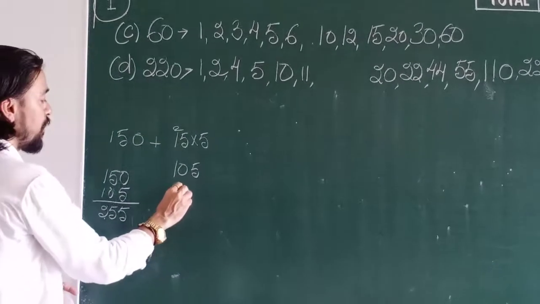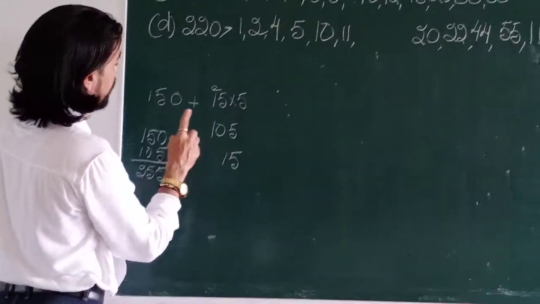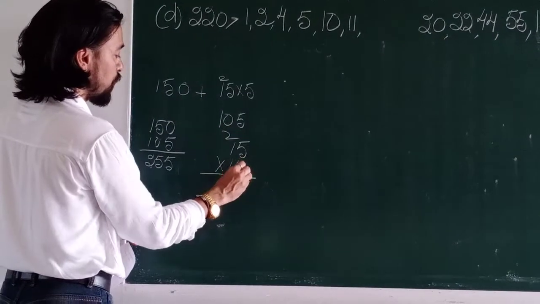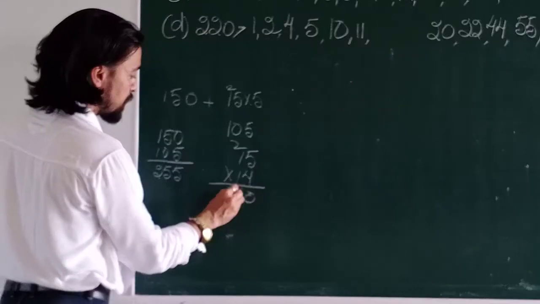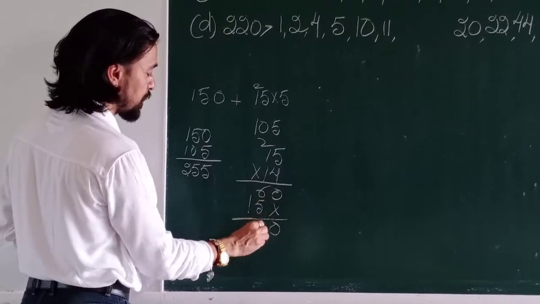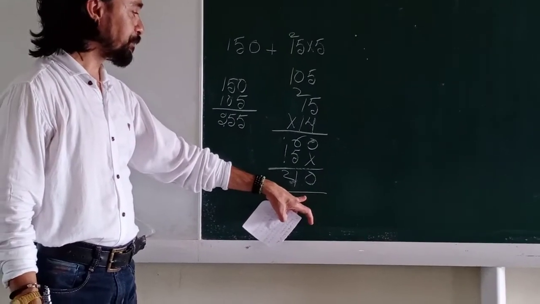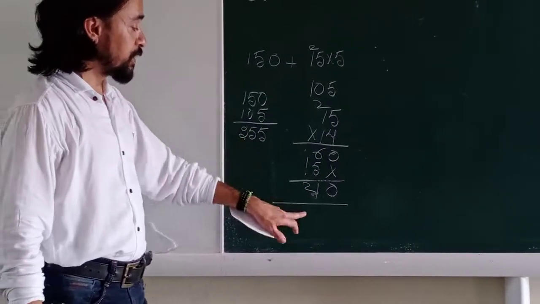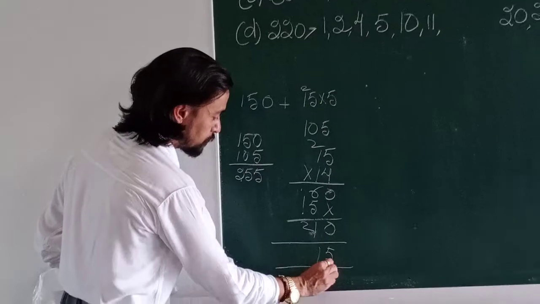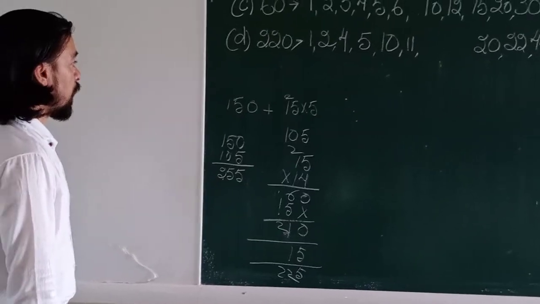So let's try 15 into 14. 4 fives are 20, 4 ones are 4 and 2, 6. 1 five is 5, 1 one is 1, and 6 and 5, 10. 210. I get 210. If I add another 15, it becomes 225.